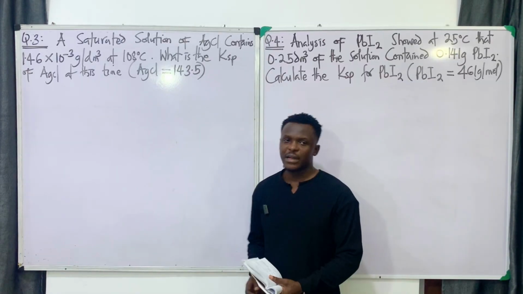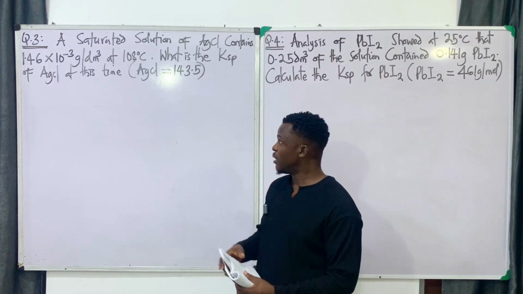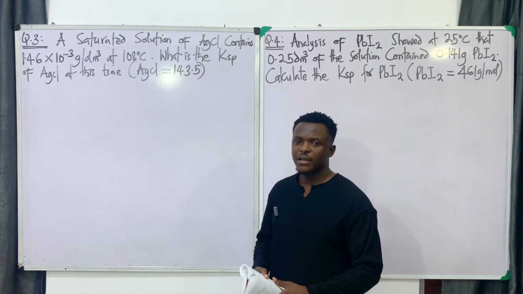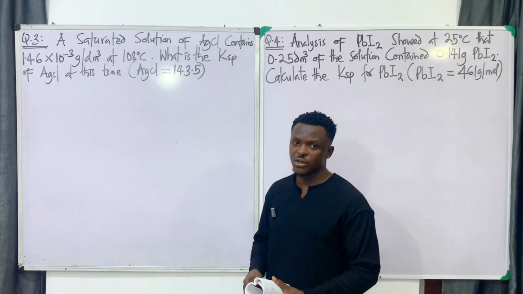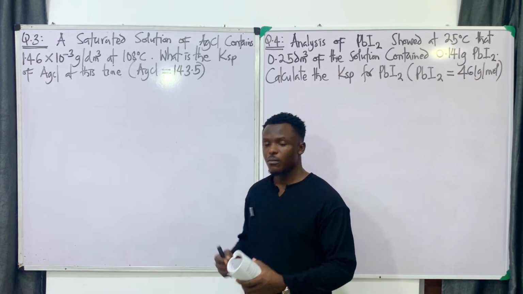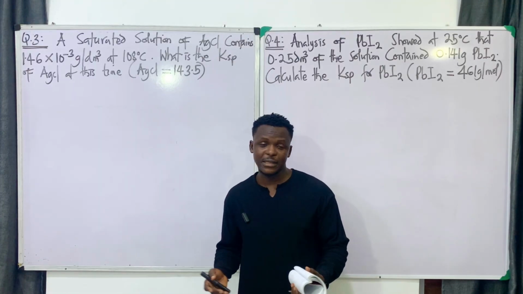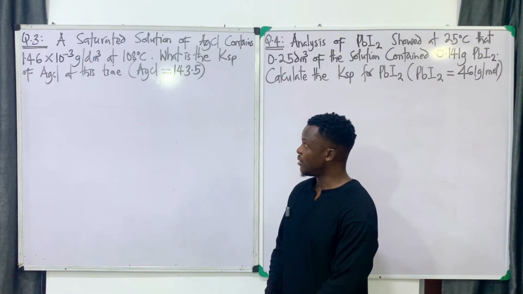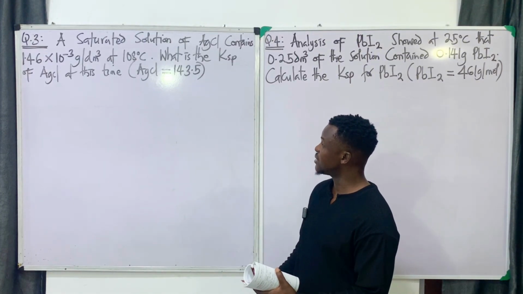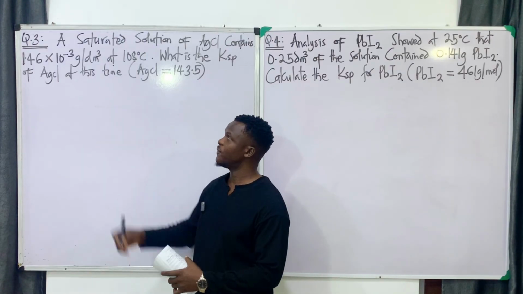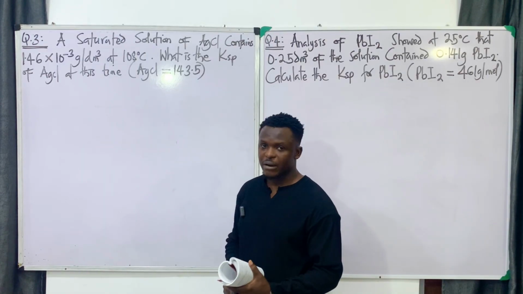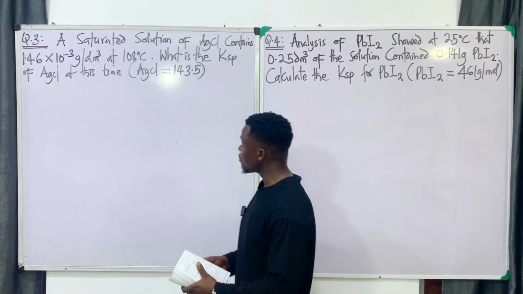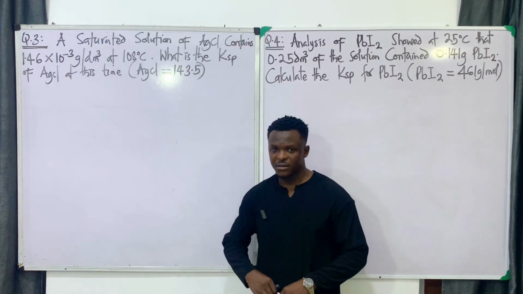Okay, we have another question here. This time around, remember I told us, what if you are asked to solve for the Ksp and the solubility or the concentration is not given to us in terms of mole per dm cube or mole per liter, which is equivalent to saying molar. How do we go about it? We have a typical example here. A saturated solution of AgCl contains 1.46 times 10 to the power of minus 3 grams per dm cube at 108 degrees Celsius. What is the Ksp of AgCl at this time?